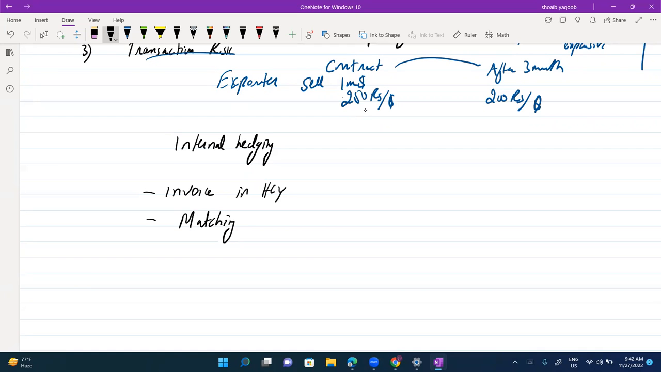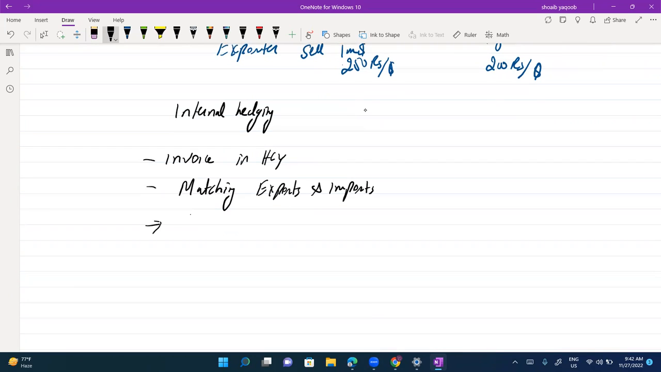Matching inflows and outflows. Exports and imports. Whenever exports and imports are in same currency and at the same timing, you will match them, you will net them. Leading and lagging. Netting.